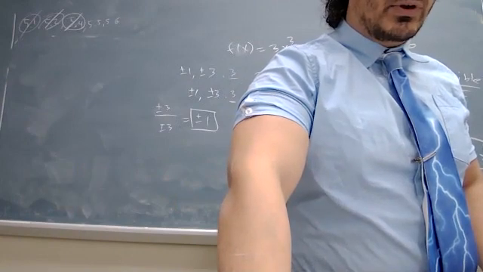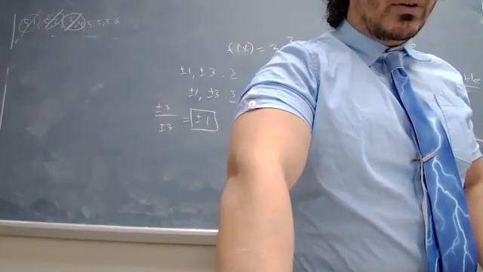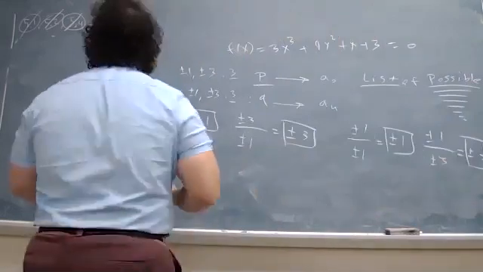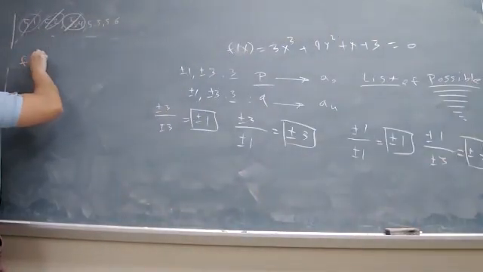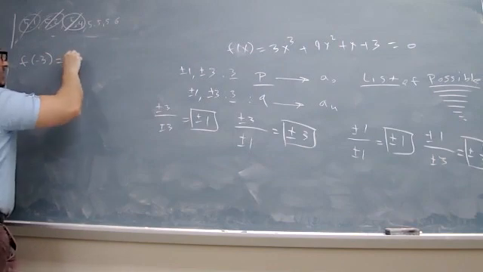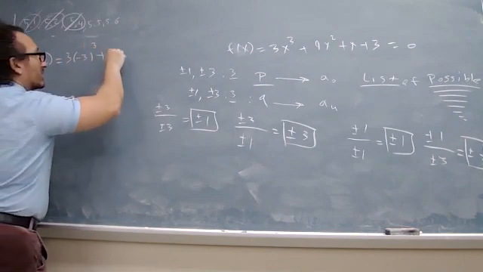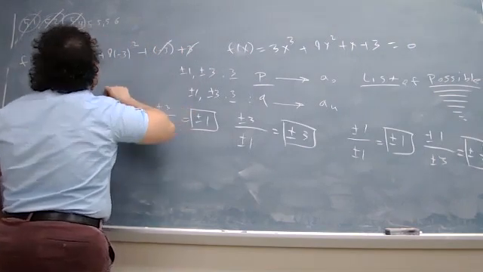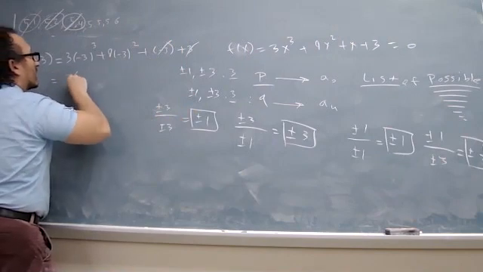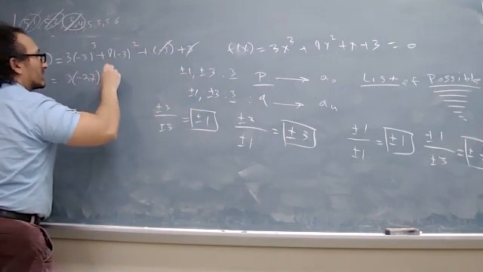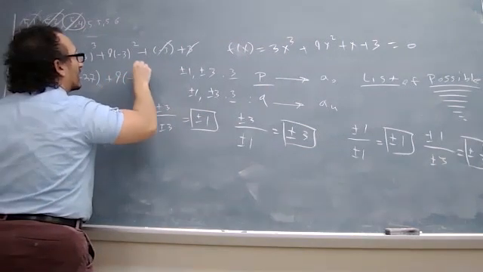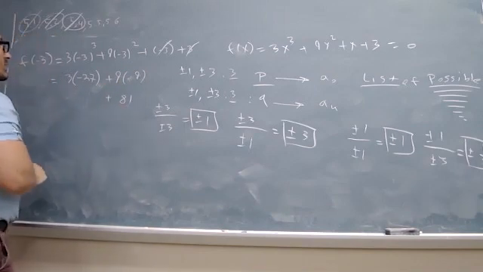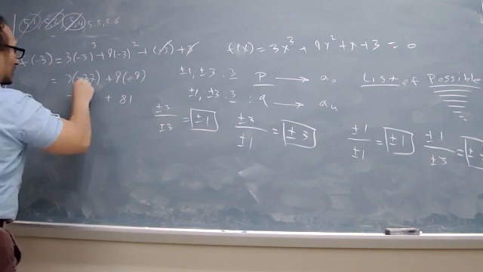And what you'll end up realizing is that one of the roots is f of negative 3. That's 3 times negative 3 cubed plus 9 times negative 3 squared plus negative 3 plus 3. These cancel. This becomes 3 times negative 27. This becomes 9 times positive 9, and so this becomes 81. 3 times negative 27 is negative 81.